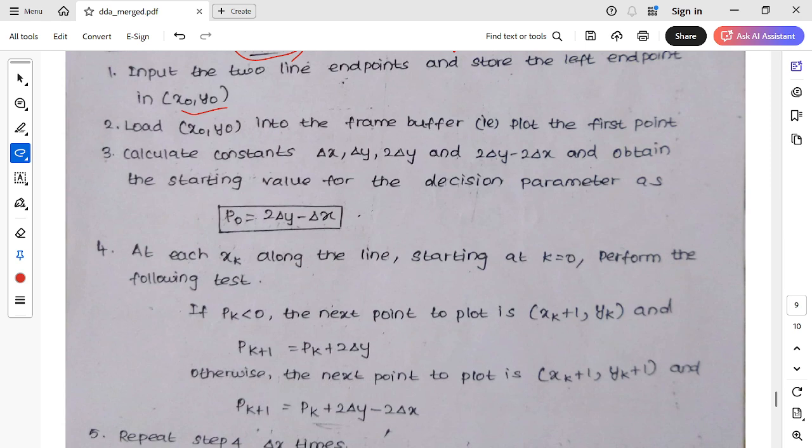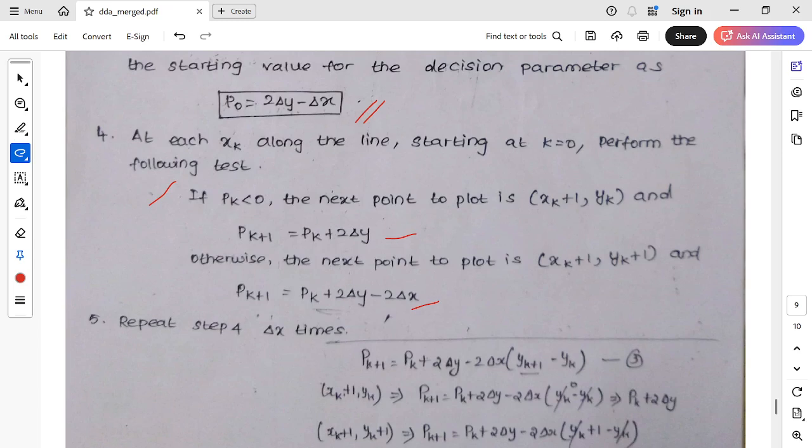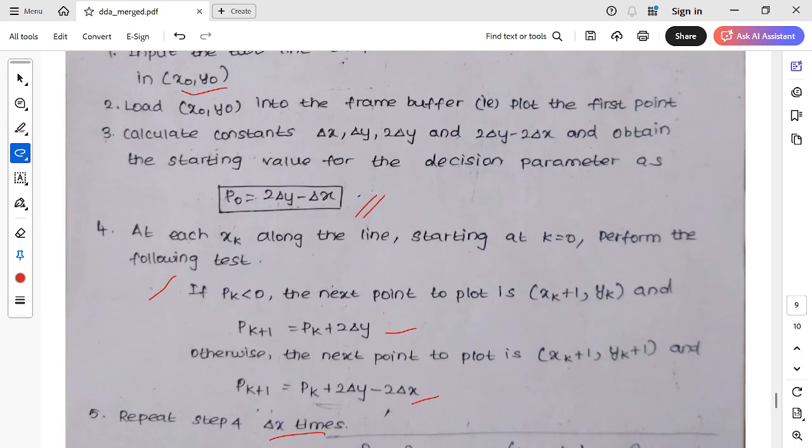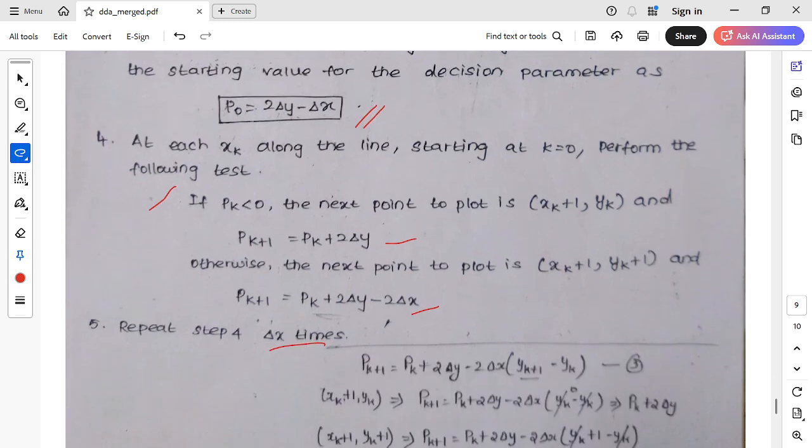And the next step is to find the decision parameter. For that, I need to know the initial decision parameter, which I am going to mention as P naught, equal to 2 del y minus del x. The next step is to find the next decision parameter. If my decision parameter is less than 0, then this is the formula. If my decision parameter is greater than 0, then this is the formula. You repeat this step 4 until delta x times. So this is the Bresenham line drawing algorithm. Let's see it with an example problem.